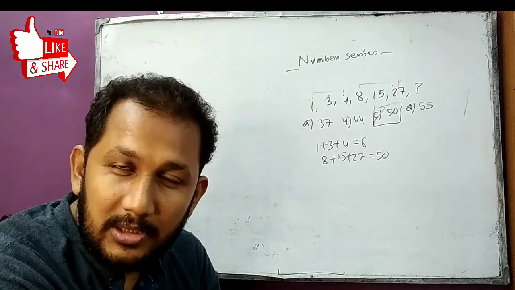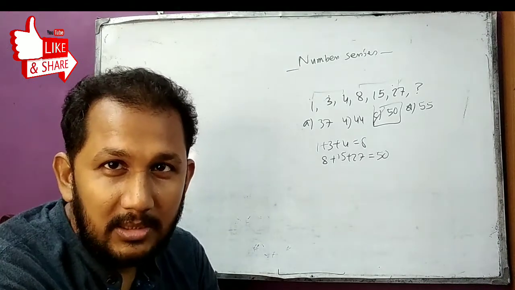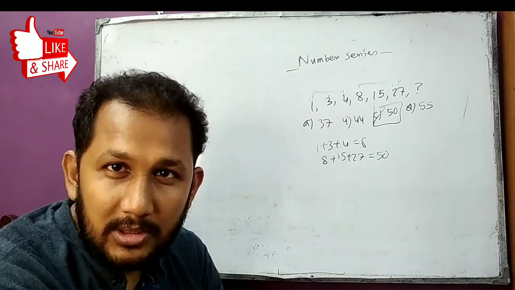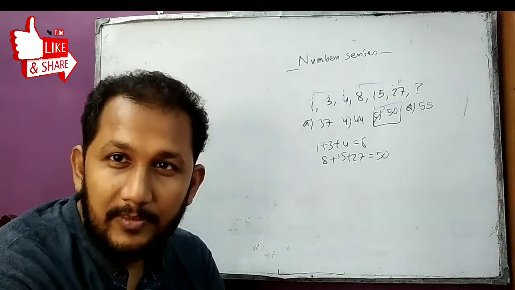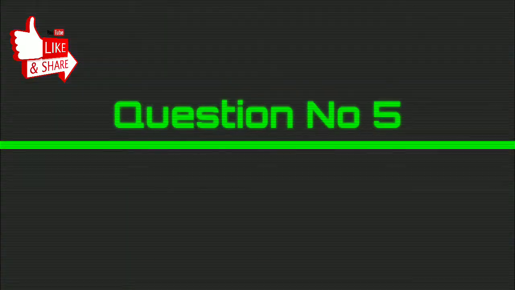Adding the first three numbers gives the fourth number, then again adding the next three numbers gives the next number, that is 8, 15 and 27 equal to 50. So the answer is option C.